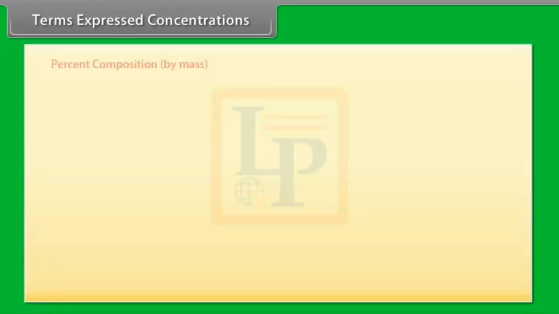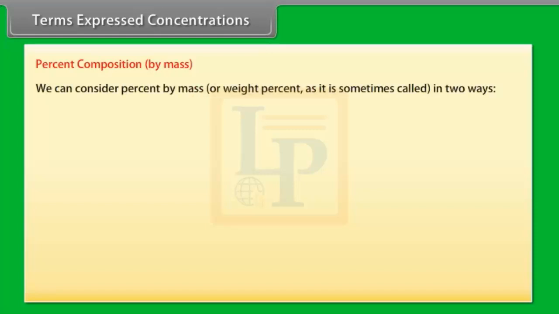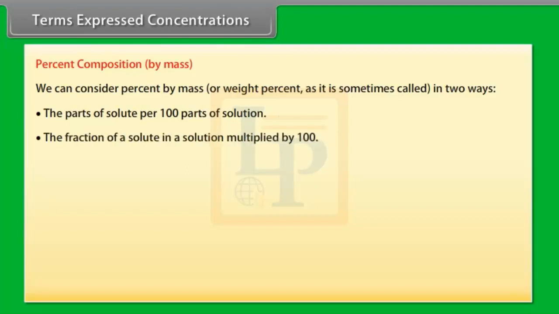Terms expressing concentrations. Percent composition by mass. We can consider percent by mass or weight percent, as it is sometimes called, in two ways. The parts of solute per 100 parts of solution. The fraction of a solute in a solution multiplied by 100. Percentage by mass is equal to mass of solute upon mass of solution into 100.